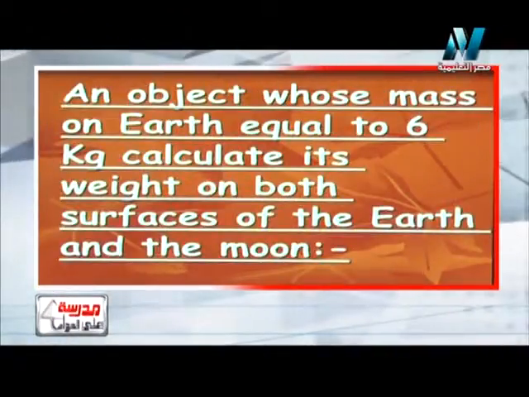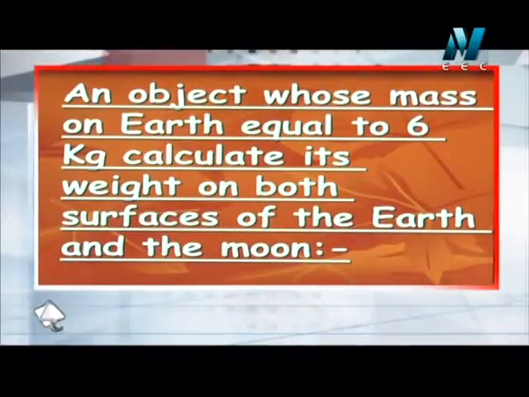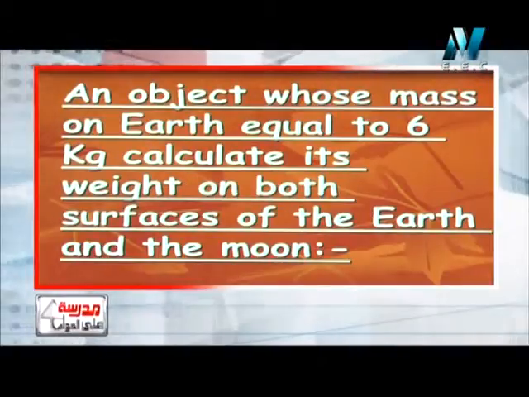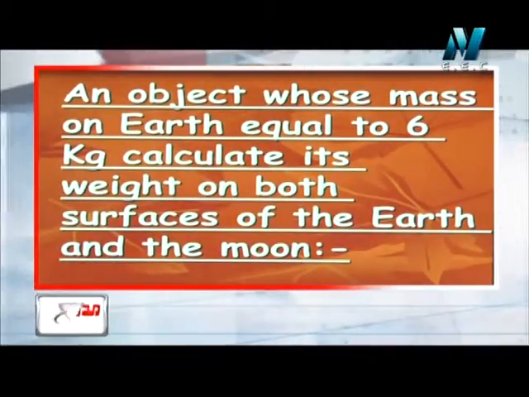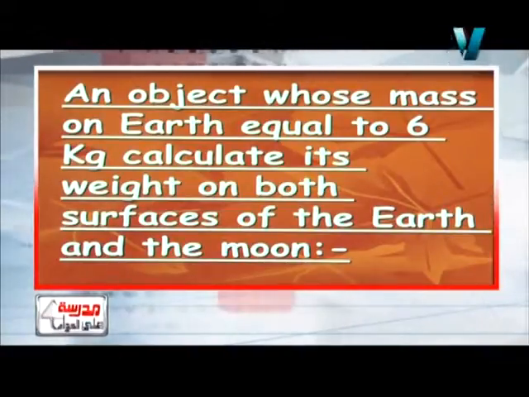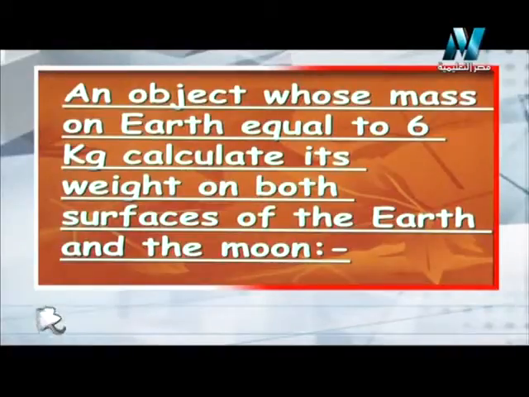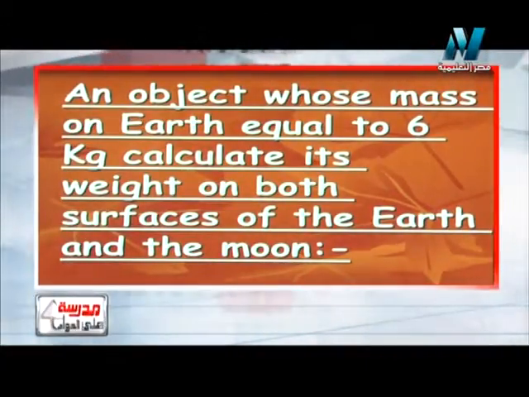Another question. This question deals with the problem of mass and weight, and we have studied two laws to solve problems of mass and weight. An object whose mass on earth equals 6 kilogram. Calculate its weight on both the surface of the earth and on the moon. Okay, Mr. Yasser? Let me answer this problem in detail with writing. Let's write together how to solve this problem.